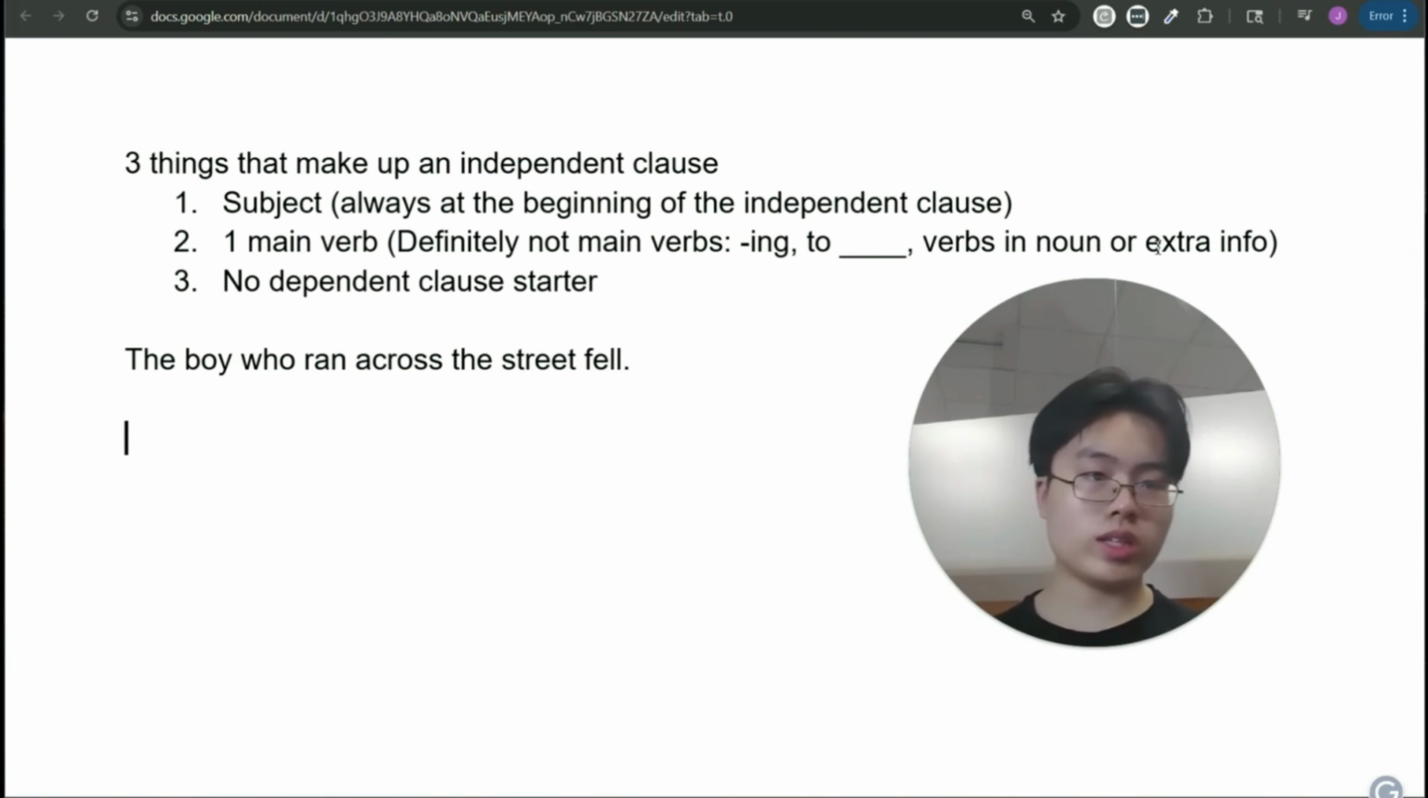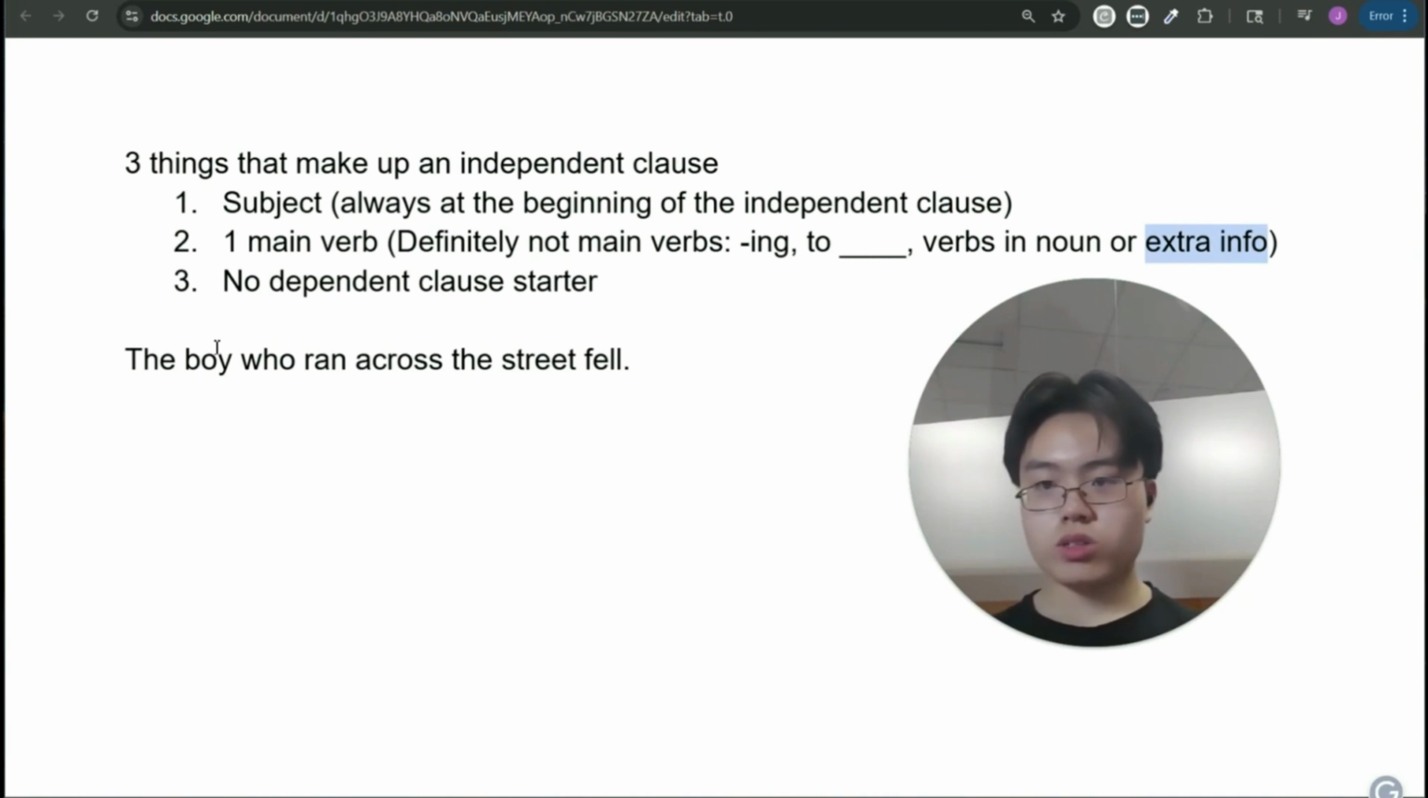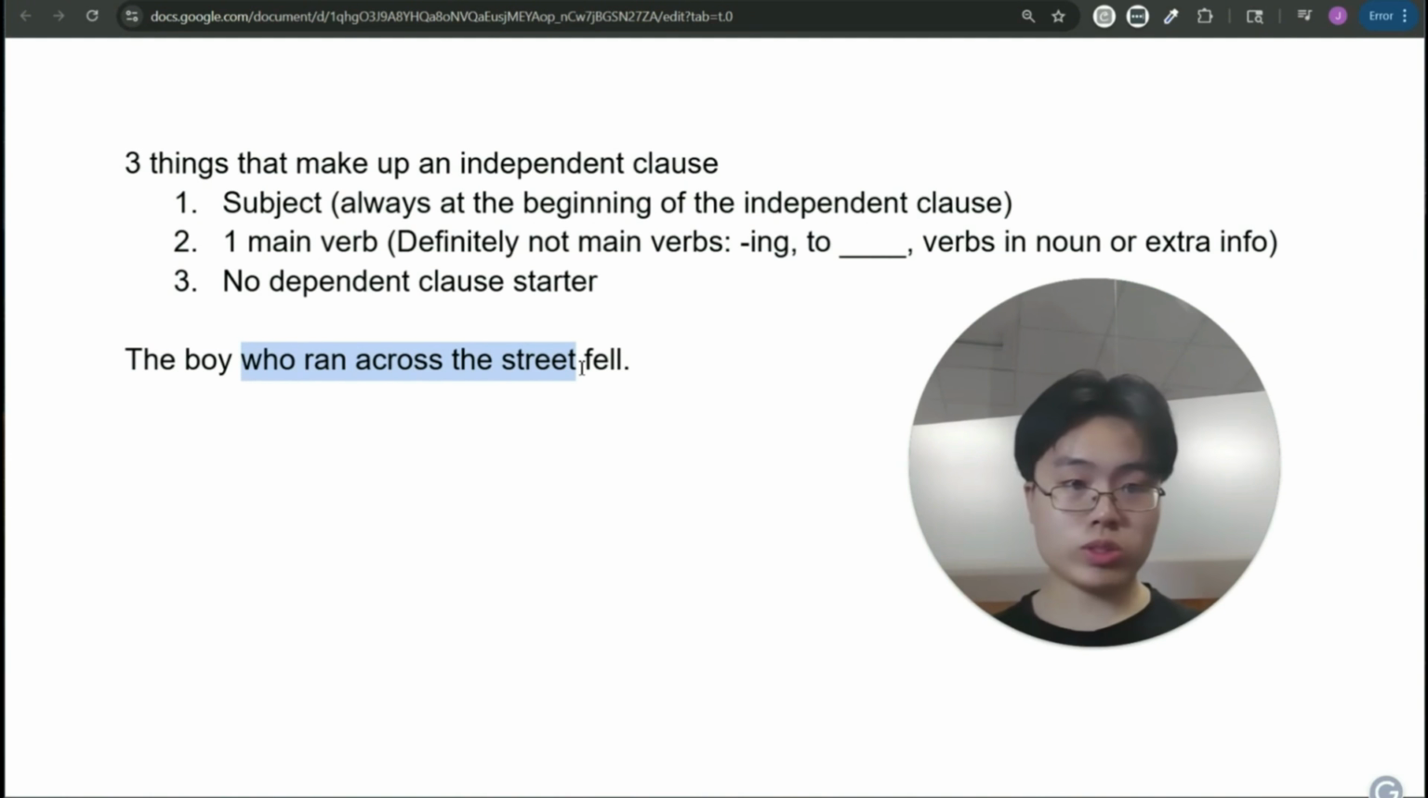So for extra info, this is a great example. Notice the boy who ran across the street. Ran is in the extra info of who ran across the street. Like we said before, this is extra information about the boy. So if a verb is inside some extra information, you can tell by understanding the sentence. This is the subject, this is the main action, this was extra information about something. If it's extra information, then any verbs in there are for sure not a main verb.